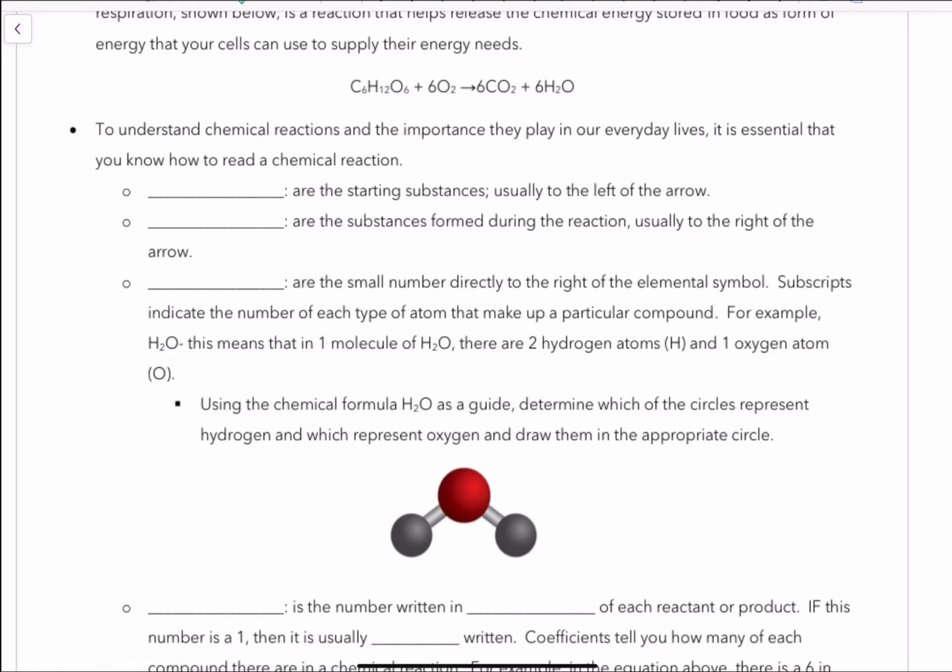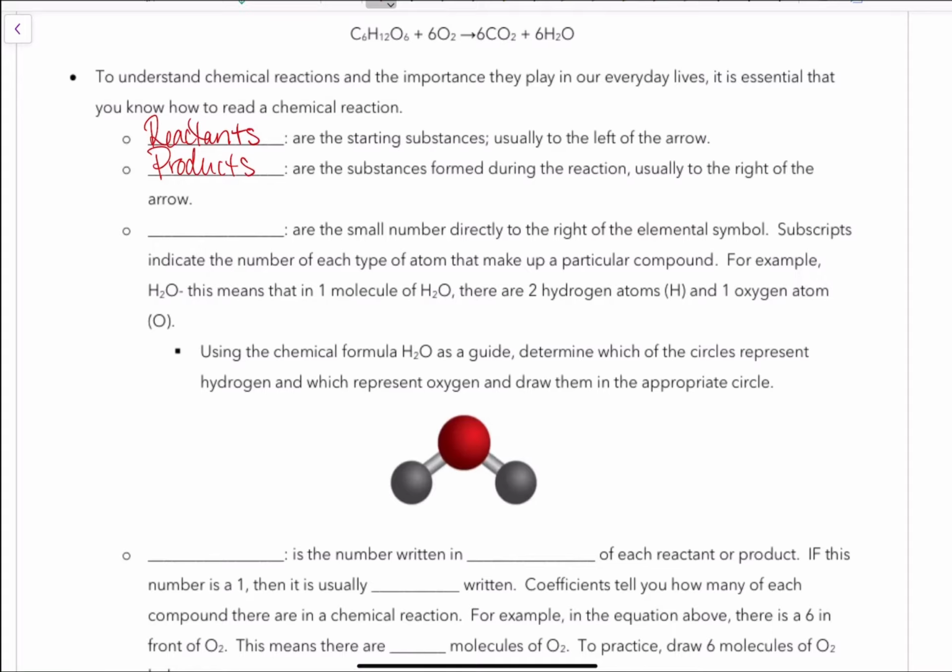So let's talk about the different pieces of chemical reactions, and let's talk about how to read them. Up first, we need to talk about the reactants versus the products. The reactants are the substances usually to the left of the arrow. So up here, these would be our reactants, glucose and oxygen. And then our products would be to the right of the arrow. Our products in this case would be carbon dioxide and water. So reactants you start with, products you end with.